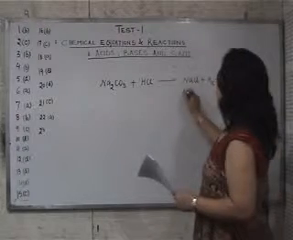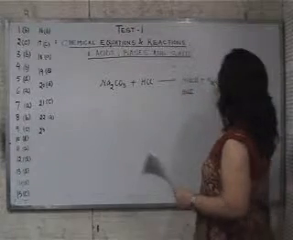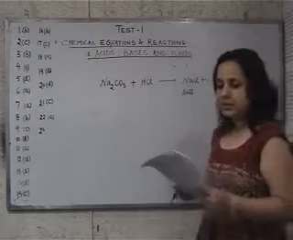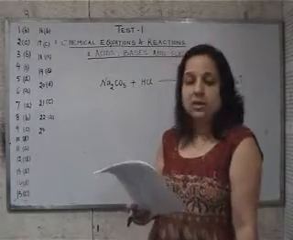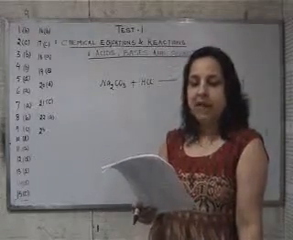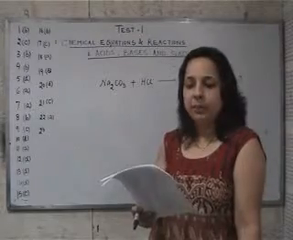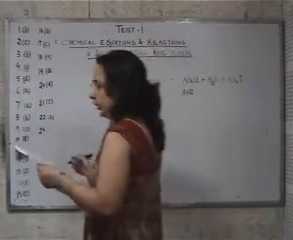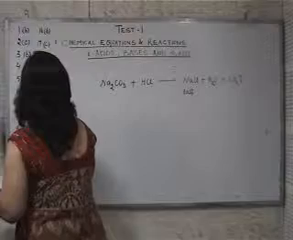Sodium carbonate plus HCl gives NaCl plus water plus carbon dioxide. It means the products are salt, water and carbon dioxide. Metal salt is formed, CO2 gas is released, and water is formed. Your option will be all of these. 23rd question, option is D, delta.